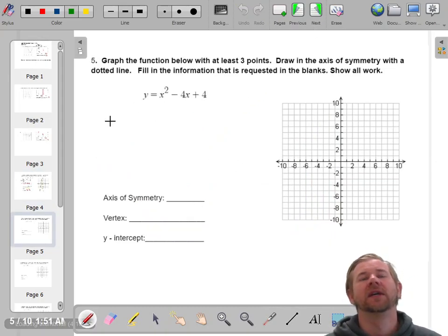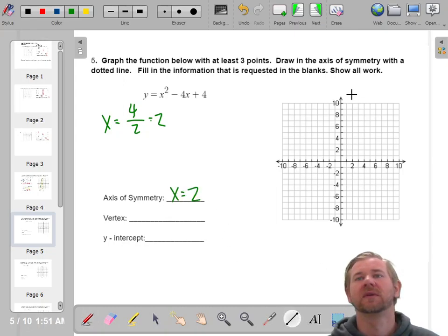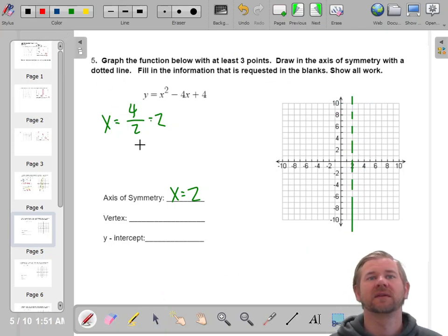Let's do another graph. Opposite of b over 2a, the opposite of negative 4 is positive 4. 2 times 1, there's a 1 there, is 2. So the axis of symmetry is x equals 2. Dash line through 2. Plug 2 in.